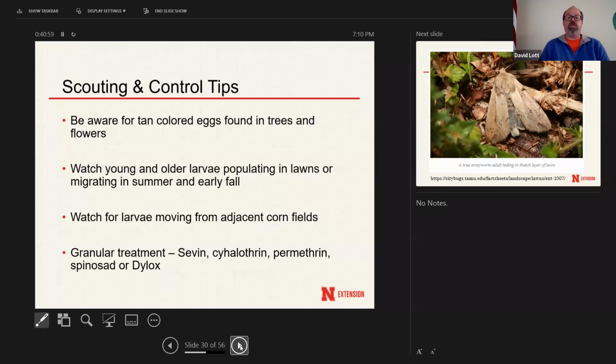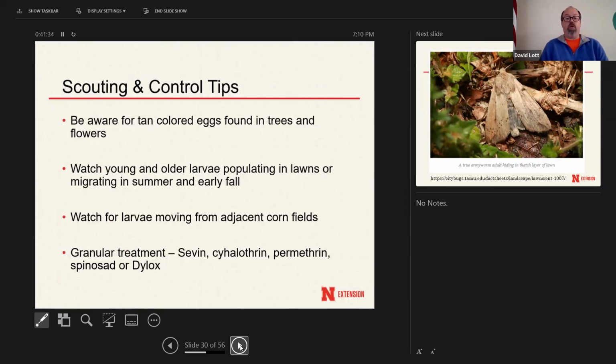And so here's some scouting tips for the armyworm. Beware those tan-colored egg masses that you find on trees and flowers in the landscape, because the adults are going to lay those eggs. And you'll watch for those younger and those older larvae in the lawn as they migrate in late summer, early fall. And so if you have adjacent cornfields, or if you're on the edge of town, you will start to see them come in.